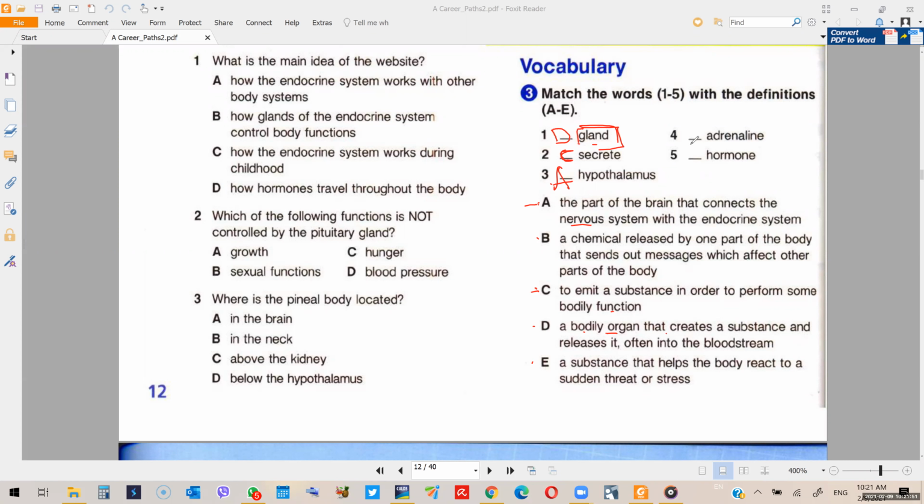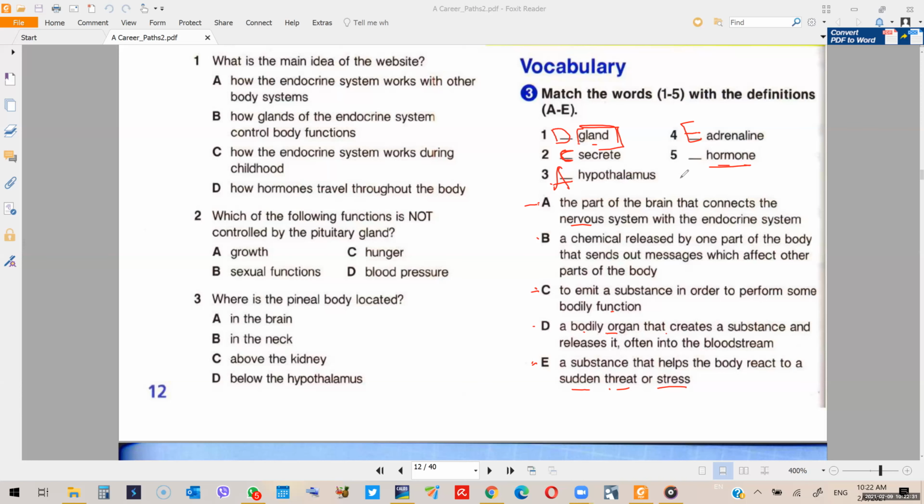Number 4, adrenaline. Number 4 is E, a substance that helps the body react to a sudden threat or stress. For example, if you have a shock, or someone attacks you, or you are attacked by a dog or by a dangerous situation, adrenaline helps the person to react very quickly and, of course, to run away or to take some action to protect the body.